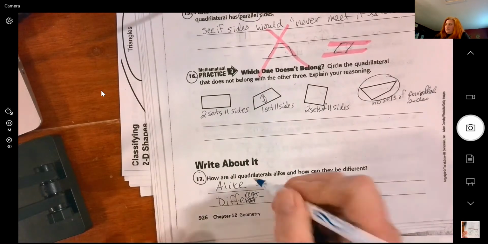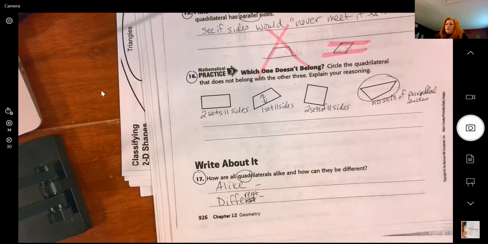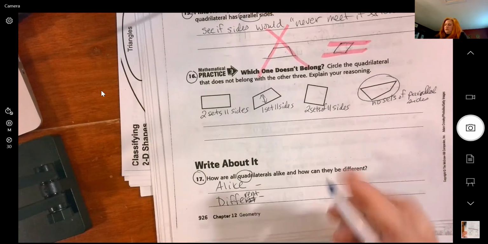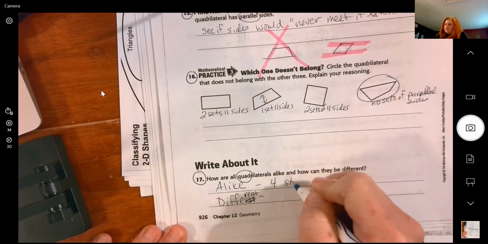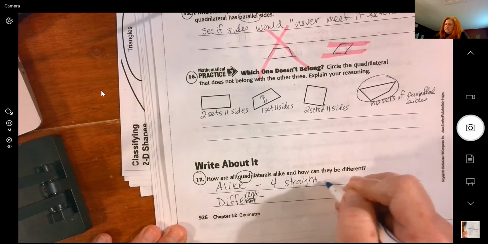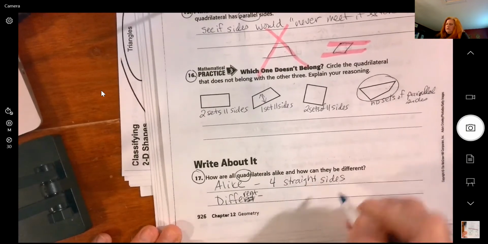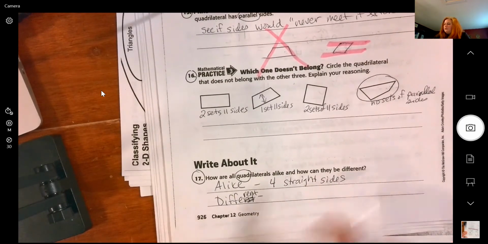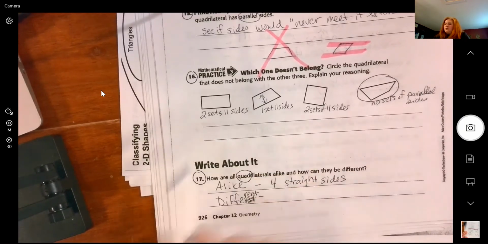All right, well, what is the definition of a quadrilateral? What does quad mean? Yeah. 4 straight sides. What are some ways they're different, though? So looking up here, what are some ways they're different?